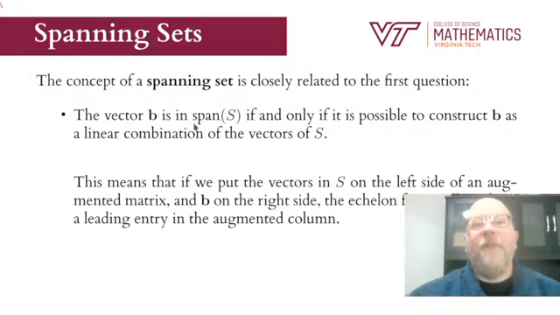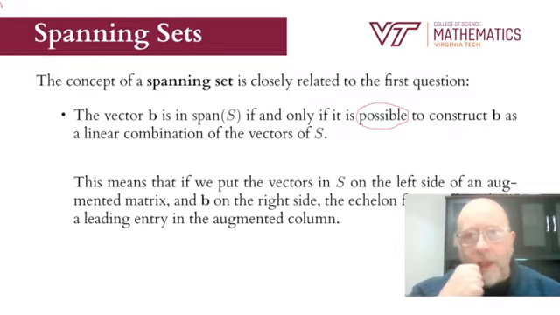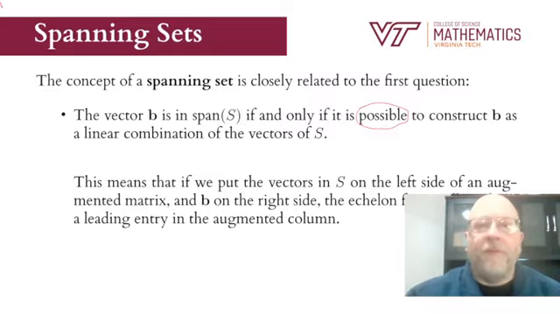The vector b is in the span of S if and only if it's possible to construct b as a linear combination of S. This just says it's possible. It doesn't say it's only one way or more than one way. We don't know how many ways, but we do know that it's possible. And that means if we put the vectors in S on the left side of an augmented matrix and b on the right side, the echelon form will not have a leading entry in the augmented column. So we have seen this already.